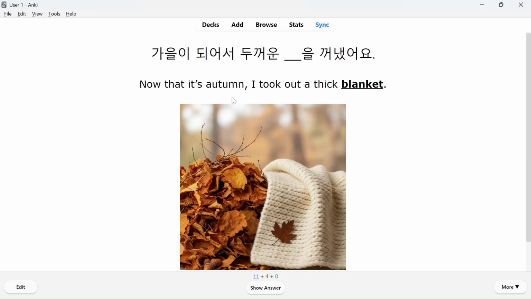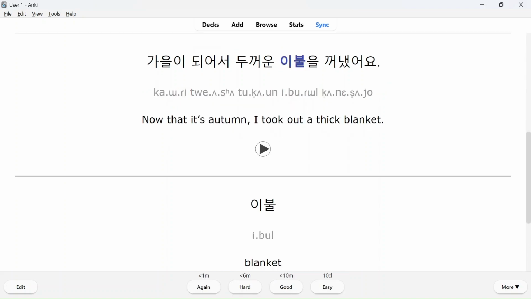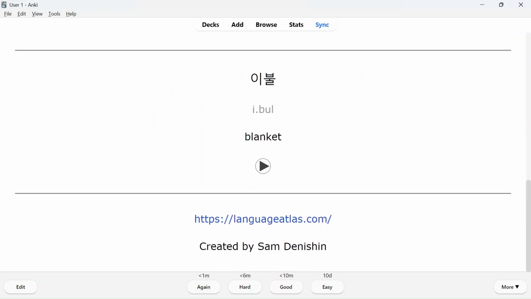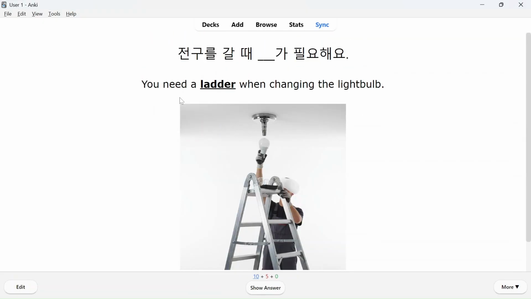Let's do another one. Now that it's autumn, I took out a thick blanket. How do you say blanket in Korean? 가을이 되어서 두꺼운 이불을 꺼냈어요. 이불. Great.